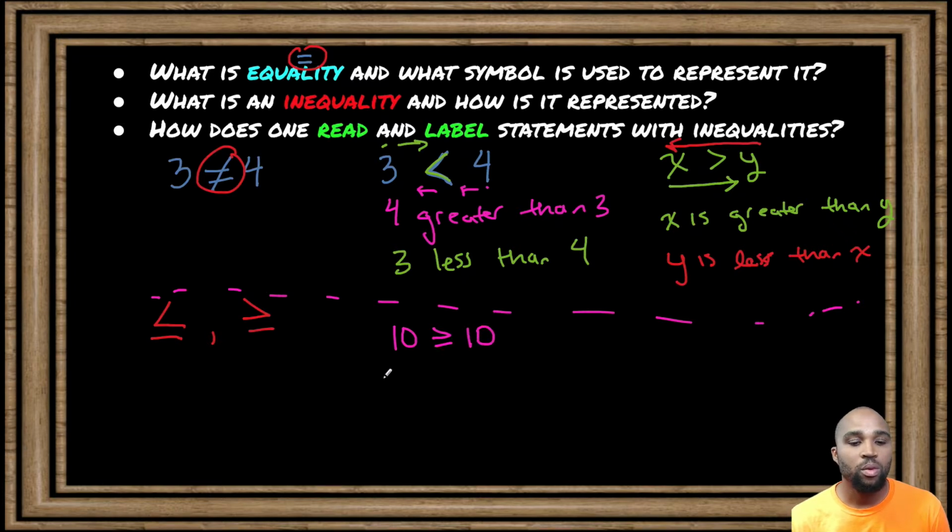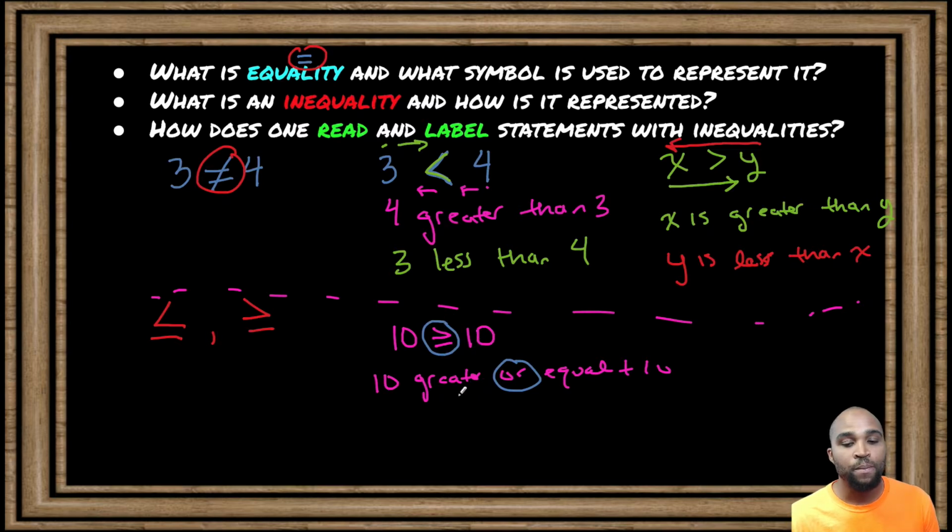So the way I'm going to read that is 10 is greater than or equal to 10. So that's the key word there. Or it can be one or the other. And we can say, is 10 greater than 10? No. But is it equal to? Yes. So it qualified at least one of these conditions, greater than or equal to. And so this statement will be true. 10 is greater than or equal to 10.